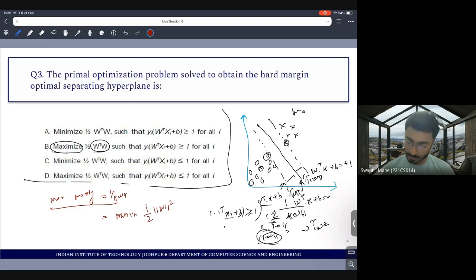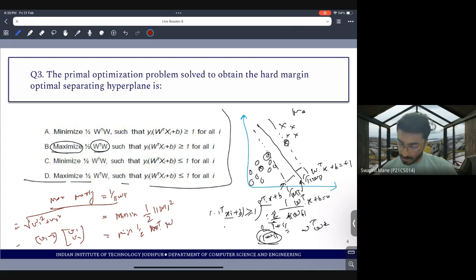What does W mean here? It is the root of W1 square plus W2 square, because the distance we are calculating is the perpendicular distance from the closest point to the hyperplane, right? So we are taking the square of this actually. So we can write W1 into W1 and W2 into W2. So we can also write it this way: minimize 1 by 2 into W transpose into W, right?